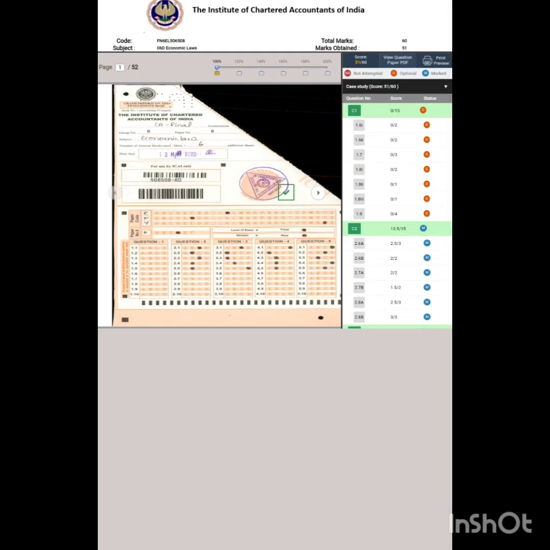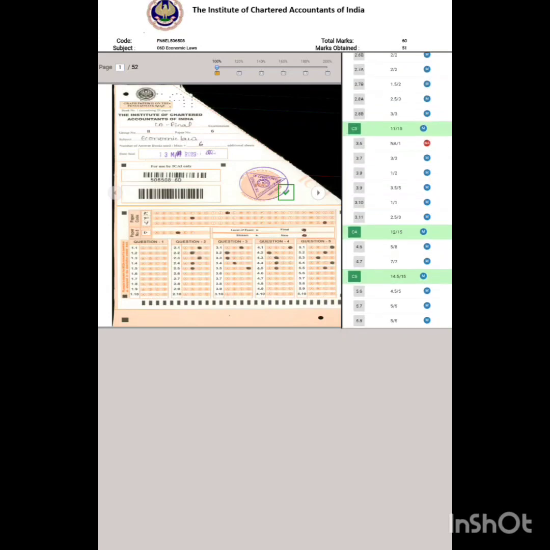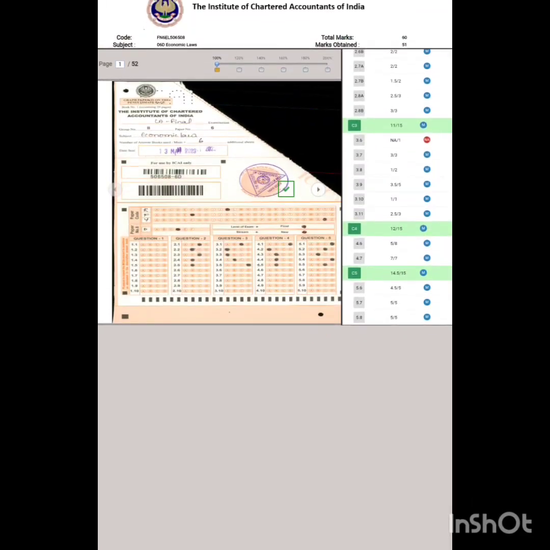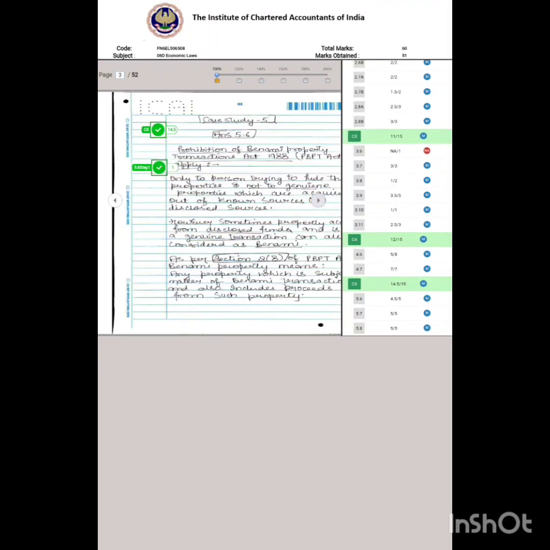So this is my certified copy, and I'll show you how I presented the answers. As we all know, 3 case studies were from our case study digest and 2 were new. First I attempted the fifth question. I did not do anything extra or exceptional. I just did what was given in our study material. I wrote that, but I made some relevant changes.